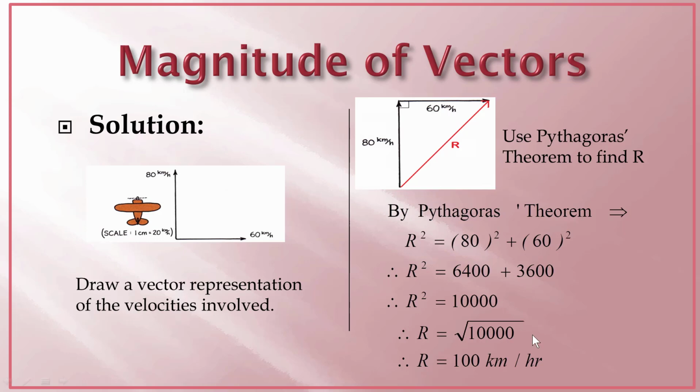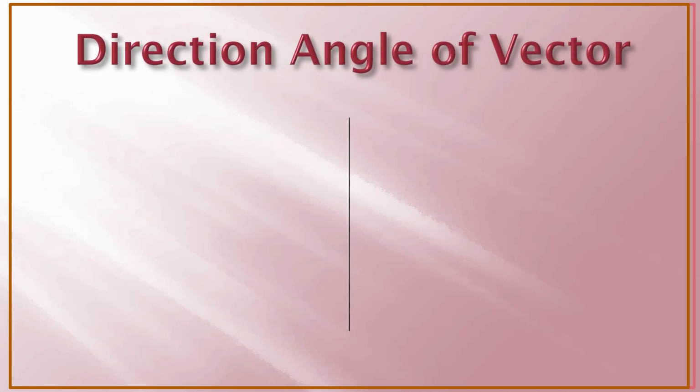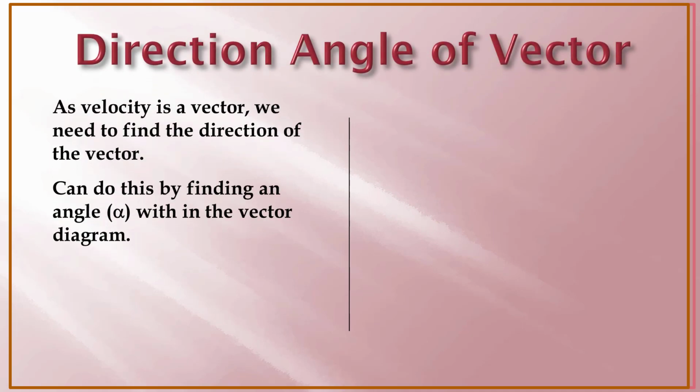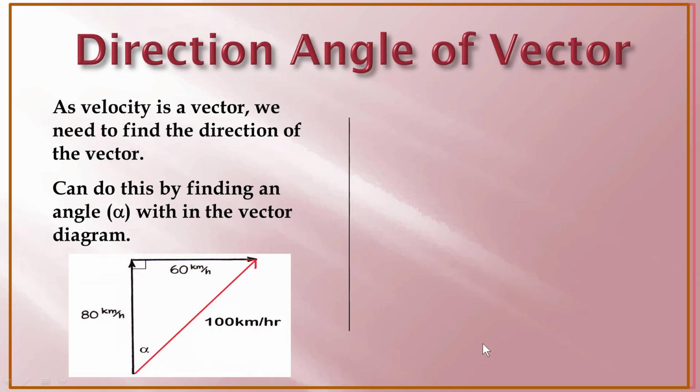This result is more accurate as compared to the result which we would calculate with the help of a scale or graphical method. Now, if we are going to find the direction of velocity, as velocity is a vector, we need to find the direction of the vector. We can do this by finding an angle alpha within the vector diagram. We can name it alpha over here. Most of the time we name it theta, but right now we are saying alpha.